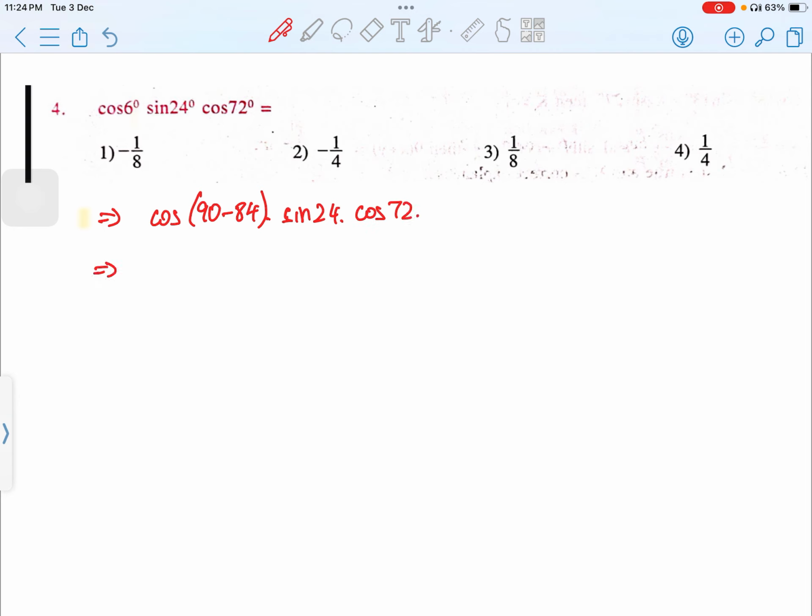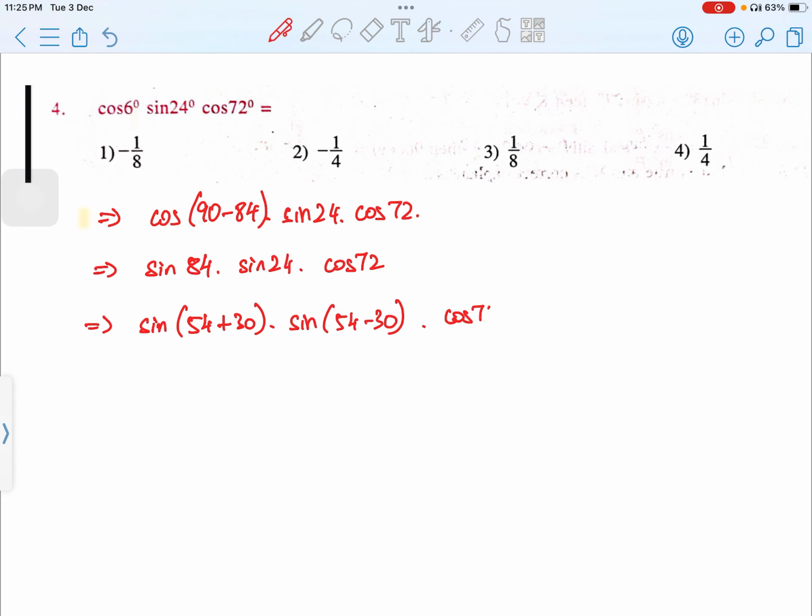So this is nothing but cos of 90 minus 84. Cos of 90 minus 84 means what we can write? Sin 84 into sin 24 into cos 72. What is this? Sine of AB is there, a product is there. You can add and use 1 by 2 times that formula, or you can write this as sin of 54 plus 30 into sine of 54 minus 30.